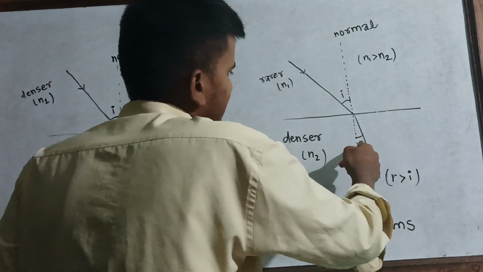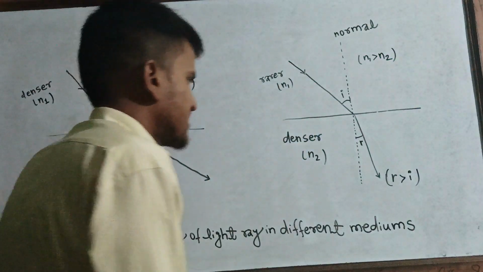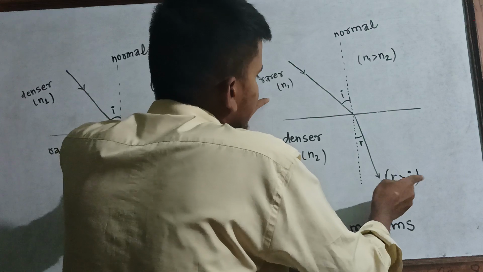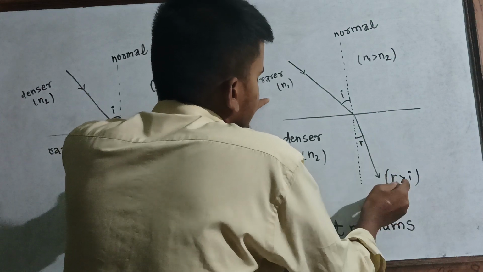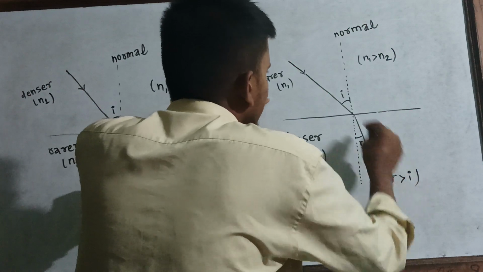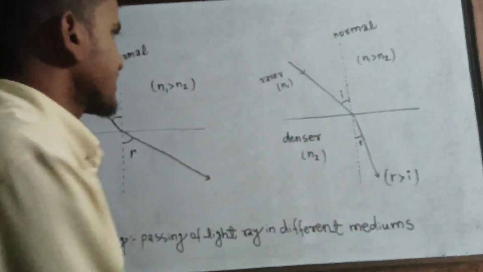This angle is called the angle of incidence and this is the angle of refraction. Now see here, this R is greater than I. So in this case, R, the angle of refraction, is greater than the angle of incidence. Why? Because of the denser and rarer medium.